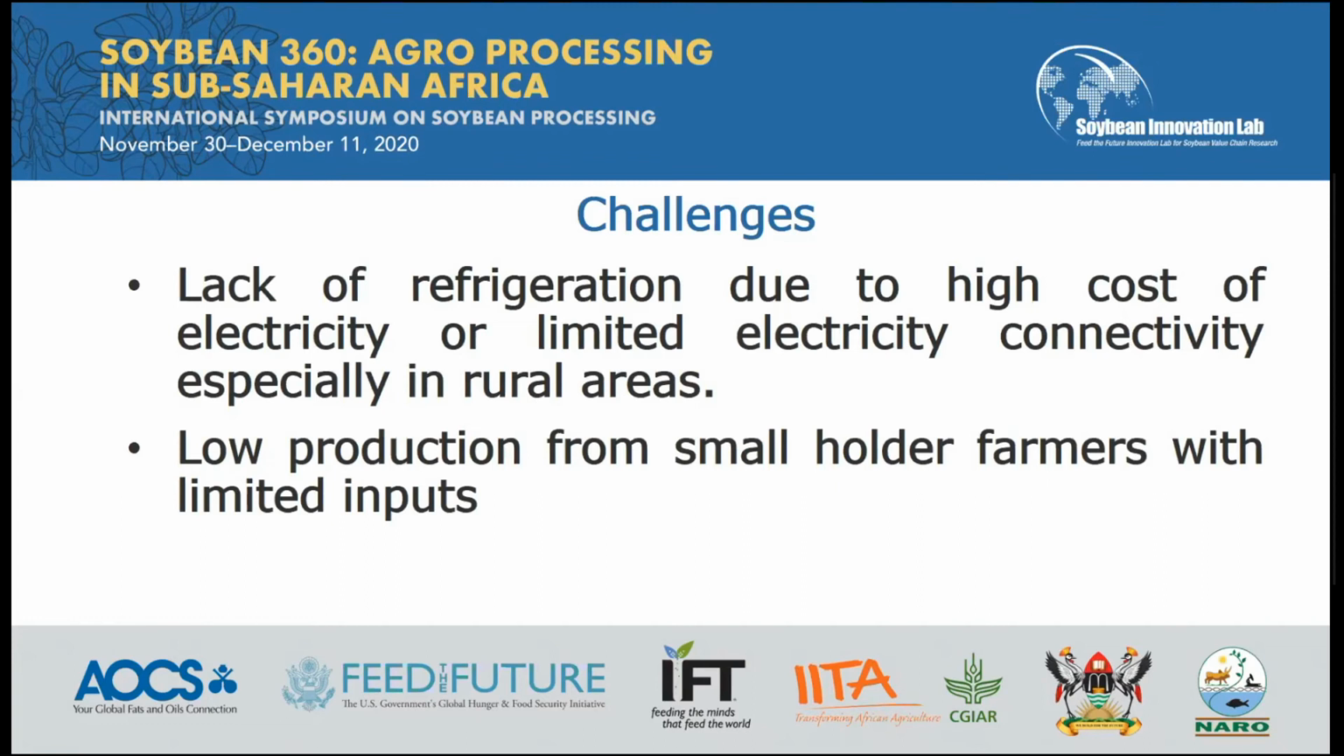And then you have also low production from small-scale farmers with limited inputs. Here, maybe we can give an example of the soya beans. Sometimes there is a mismatch. You hear the farmers complaining they don't have a market, and yet the people who want to buy will tell you that the quantities are not enough, because most of the production is from smallholder farmers. Next, please.